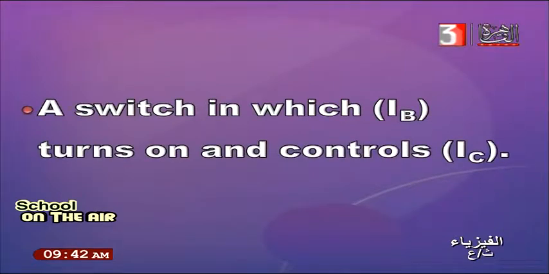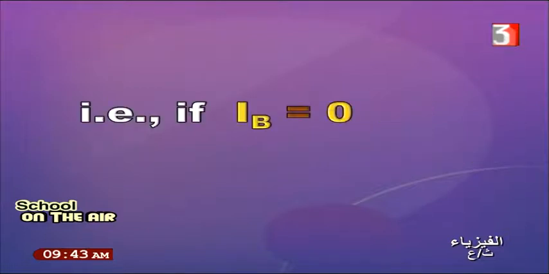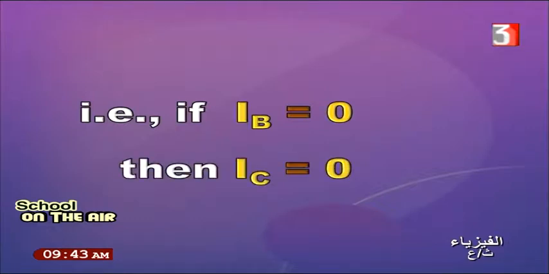How? Simply because, as I said, there is an essential current that must flow so as to let the emitter current pass through to the collector: the current of the base. So it is a switch in which the current of the base turns on and controls the current of the collector. If the current of the base equals 0, no current flows to the collector. IB equals 0, IC equals 0.